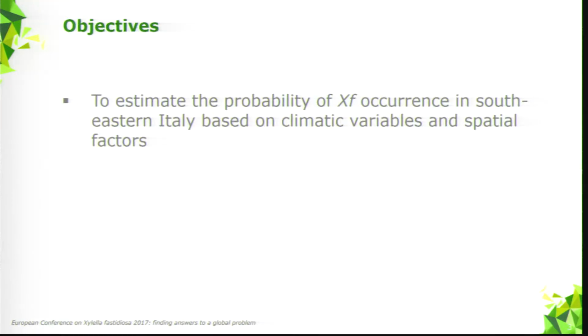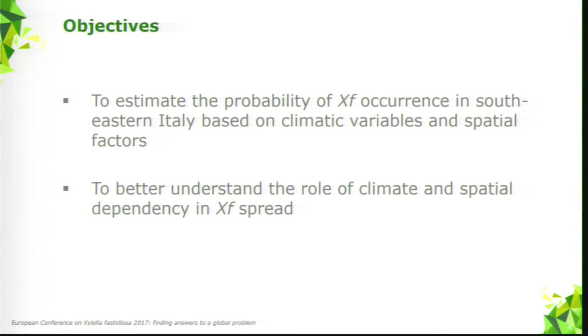So the objective of this study, which is still a preliminary study where we are going to show some data, is to estimate the probability of the occurrence of Xylella fastidiosa in southeastern Italy based on climatic variables and spatial factors. To translate a little bit, it is to better understand the role of climate and the spatial dependency in Xylella fastidiosa spread. Previous talks have been dealing with the spread of the disease at plot level, at orchard level, and here we are going to try to see this spatial effect at a more regional, larger scale.